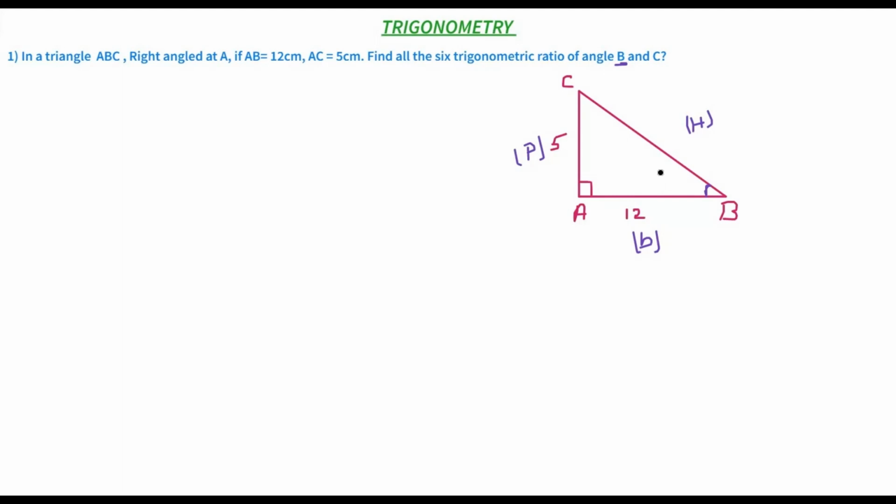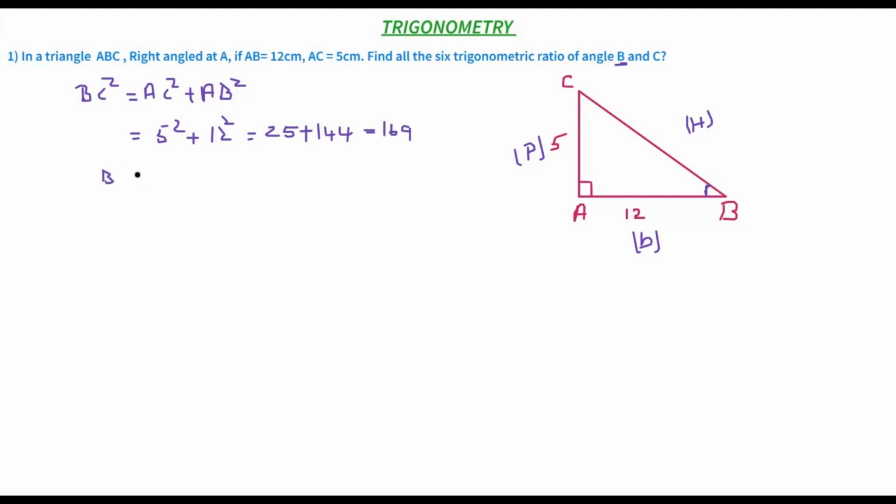Right. We are going to use our Pythagoras theorem. I hope you all remember the Pythagoras theorem. We will use Pythagoras theorem and find the hypotenuse. So first we have to find BC square. BC square is equal to AC square plus AB square. So the square of the hypotenuse is equal to the sum of the squares of the other two sides. So here we have 5 square plus 12 square, which is 25 plus 144. 25 plus 144 we get as 169.